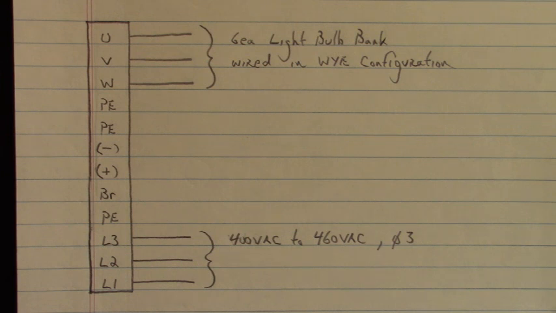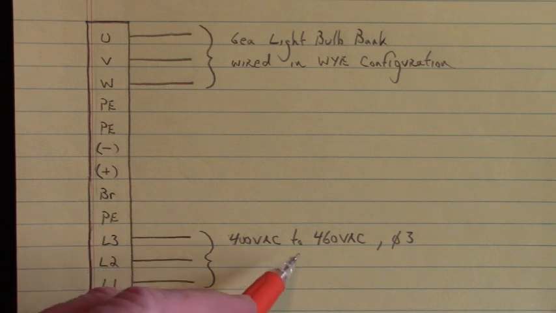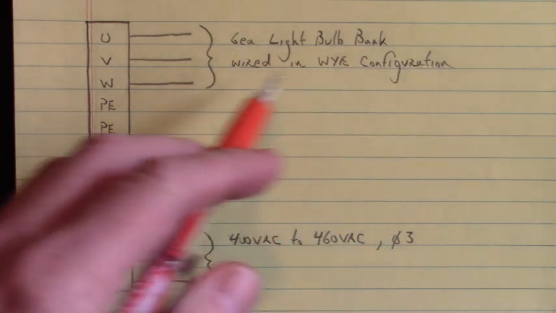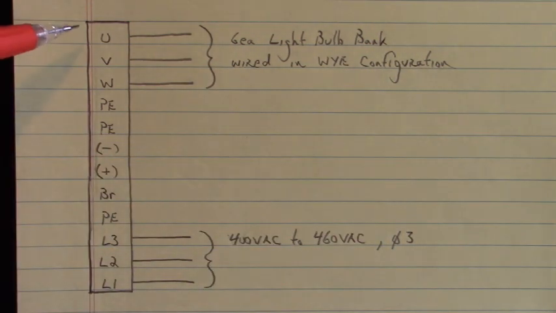Here is the power terminal board of the Berges spindle drive. Now L1, L2, and L3, according to the data sheet, require 400 volts AC to 460 volts AC three phase. But it will power up if you apply, like I did, 380 volts AC three phase to L1, L2, and L3. Up here, normally, I will run this drive on 6 each light bulb bank wired in Y configuration connected to U, V, and W.